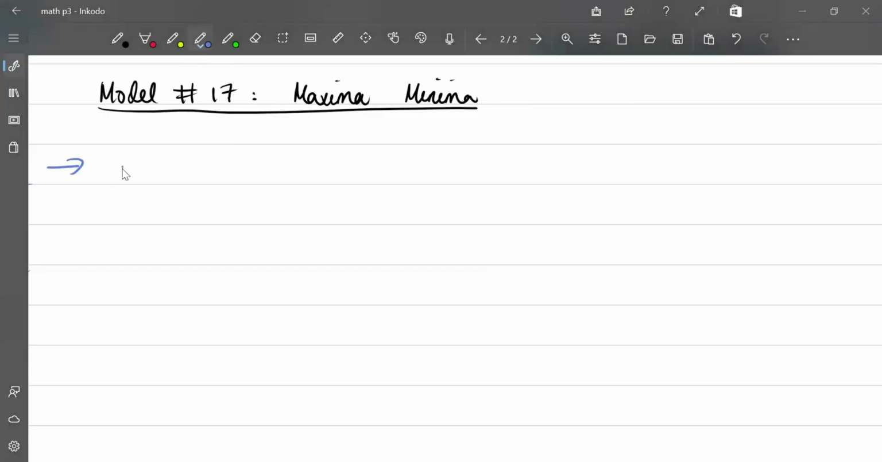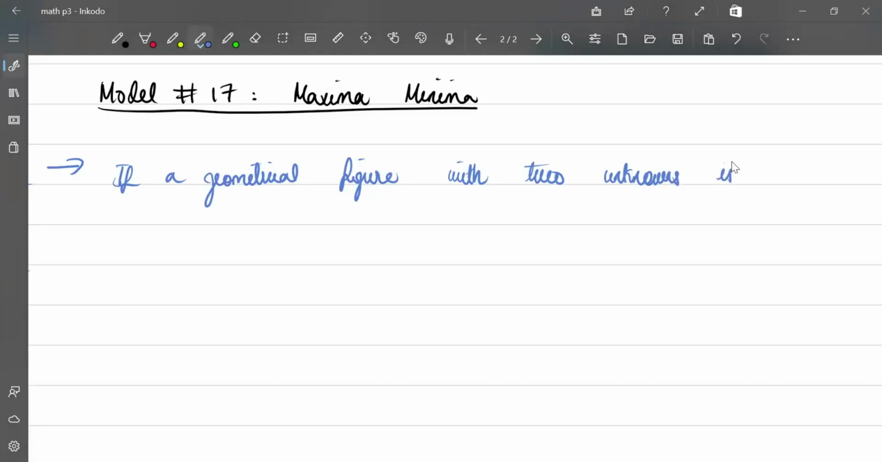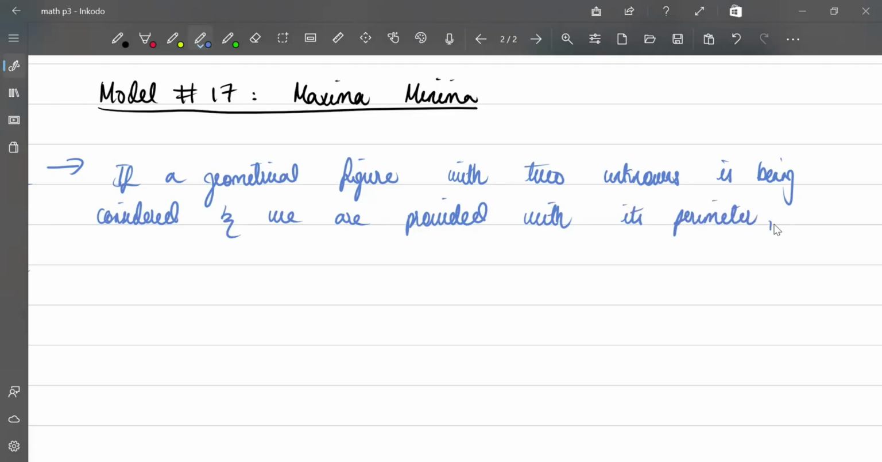If a geometrical figure with two unknowns is being considered, and we are provided with its perimeter, area, and volume, right?